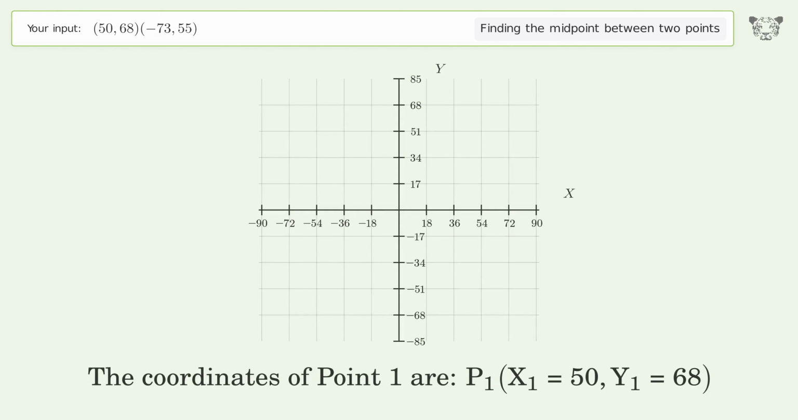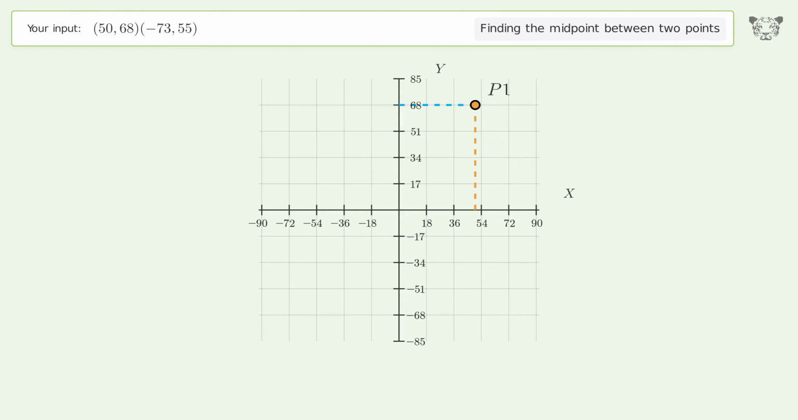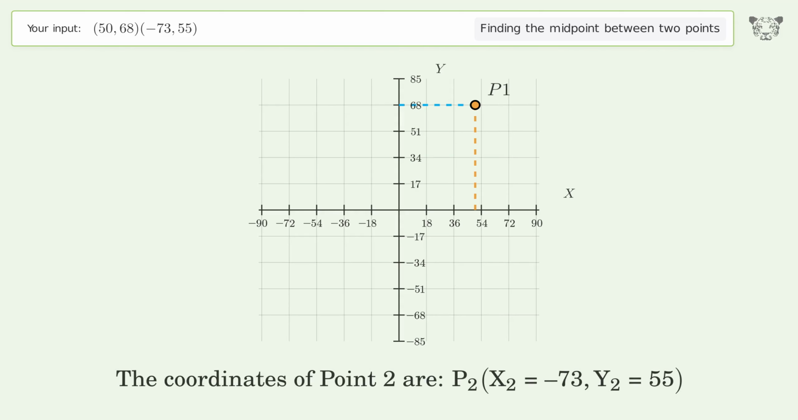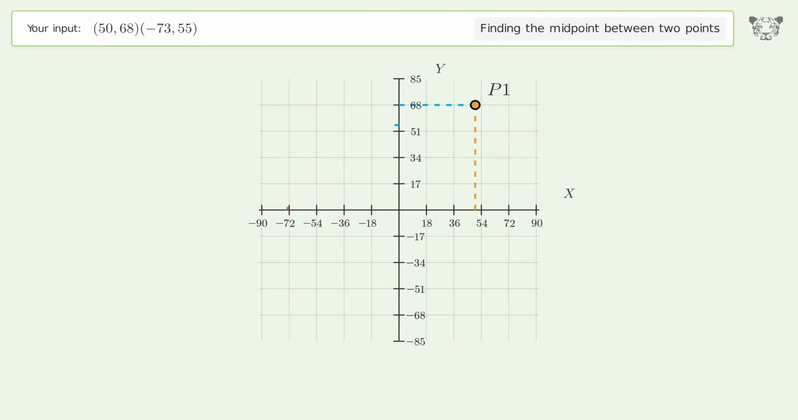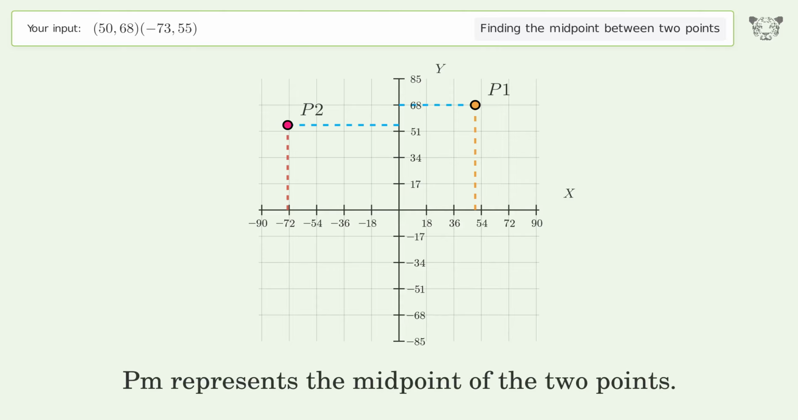The coordinates of point 1 are x1 equals 50, y1 equals 68. The coordinates of point 2 are x2 equals negative 73, y2 equals 55. PM represents the midpoint of the 2 points.